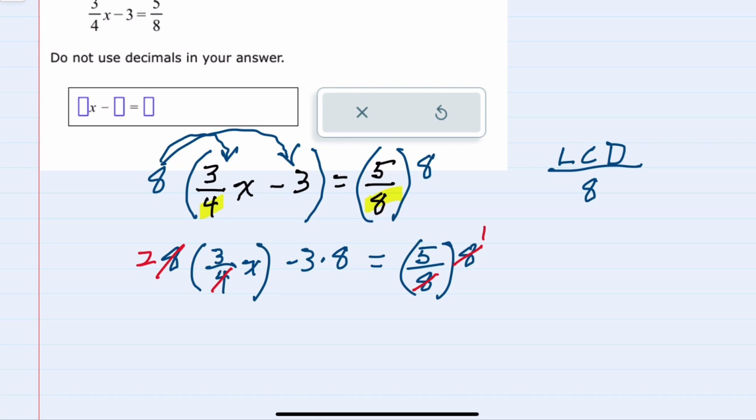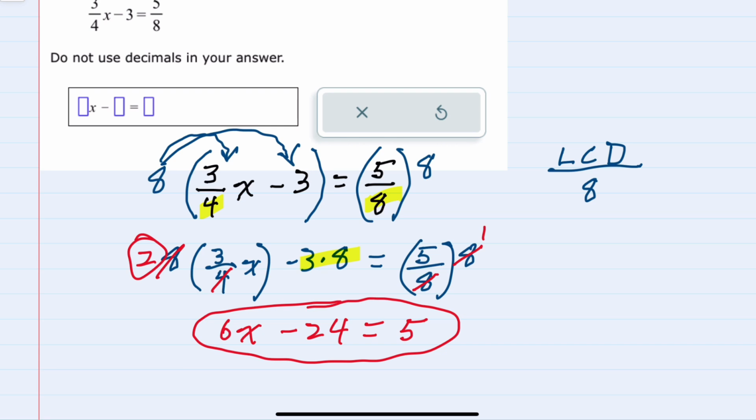And I'm now left with just 2 times 3x, or 6x. In the second term, -3 times 4 is -24. And on the right-hand side, the 8's have canceled. I have 1 times 5, or just 5. We have rewritten the original equation, but now with no fractions. And we did it by multiplying everything on the left and right by the lowest common denominator.